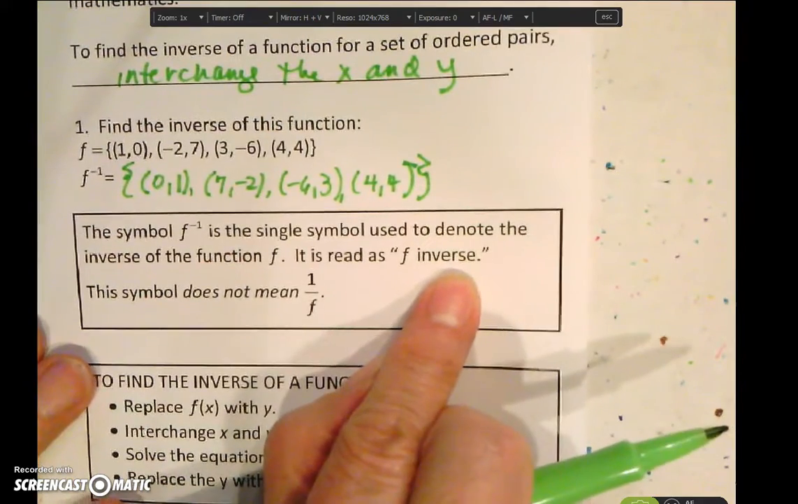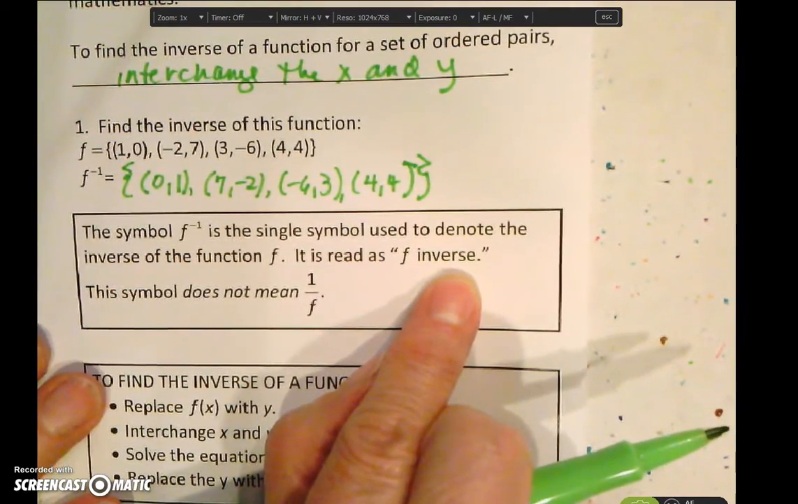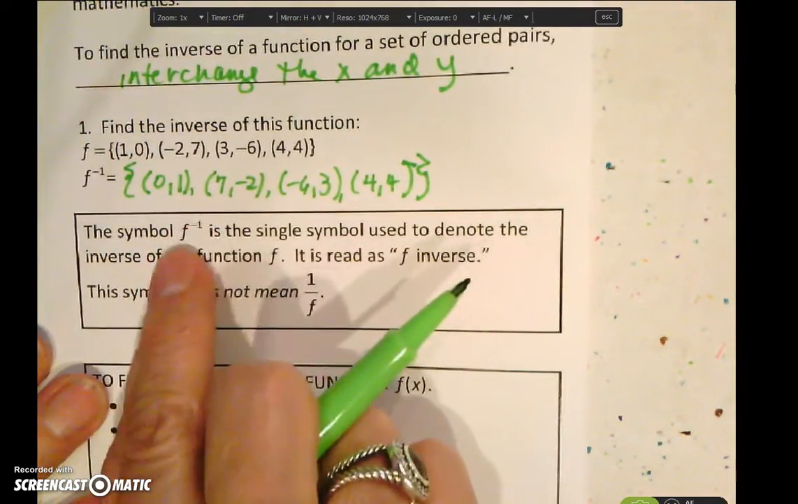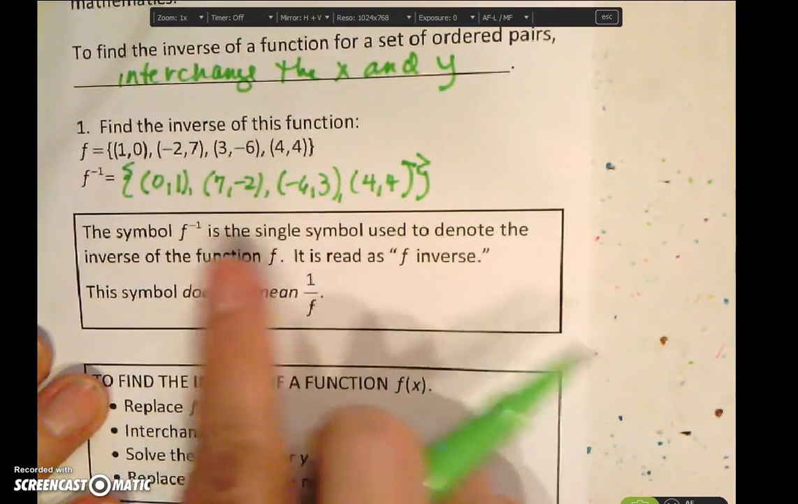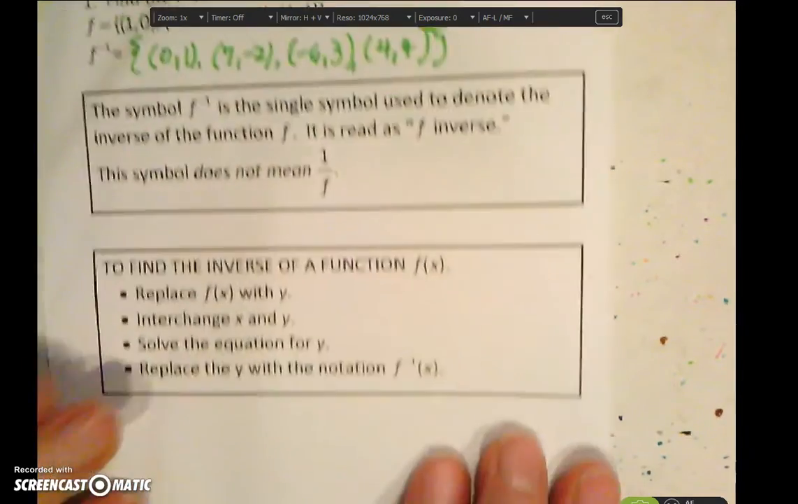It's like using context when you're reading. Some words look the same and sound the same, but they mean different things in different contexts. So this does not mean an exponent of -1, which would be 1 over f. When we're talking about functions, this symbol means f inverse.